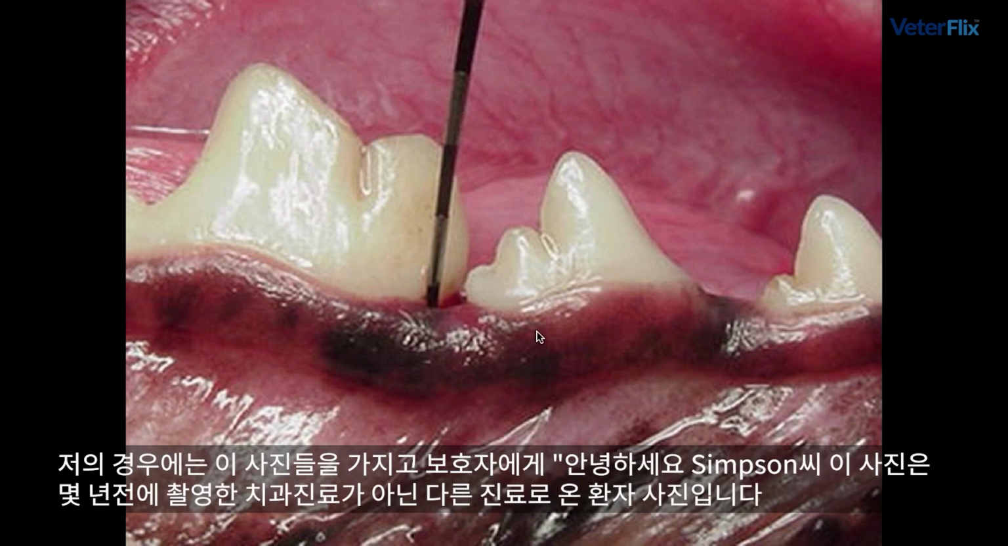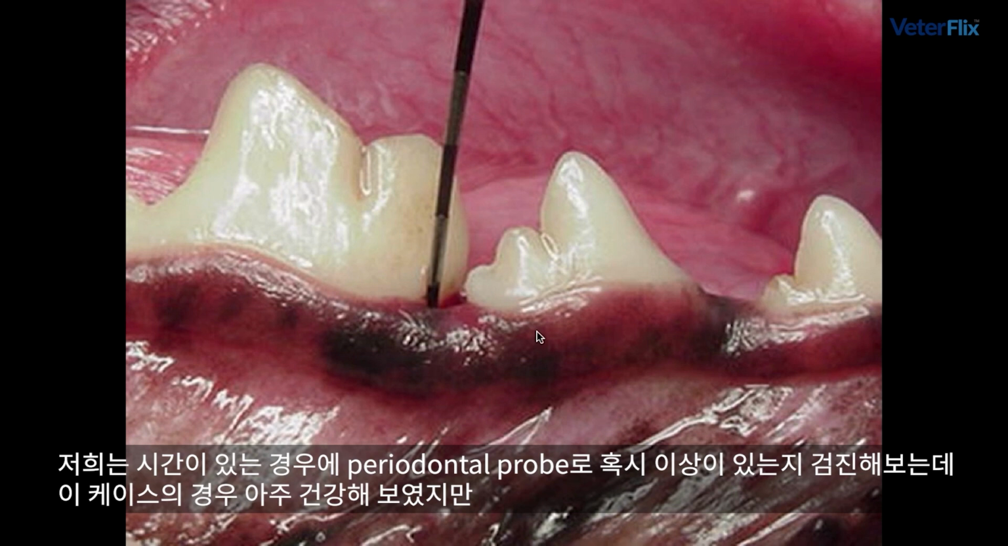So when I'm talking to a client with this set of images, the approach is, hello, Mrs. Simpson, this is a picture of a patient that we saw in our general practice years ago that came in for something other than dentistry.